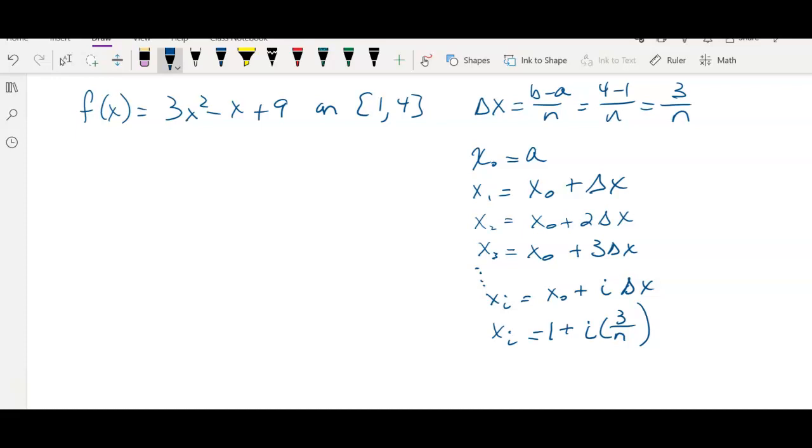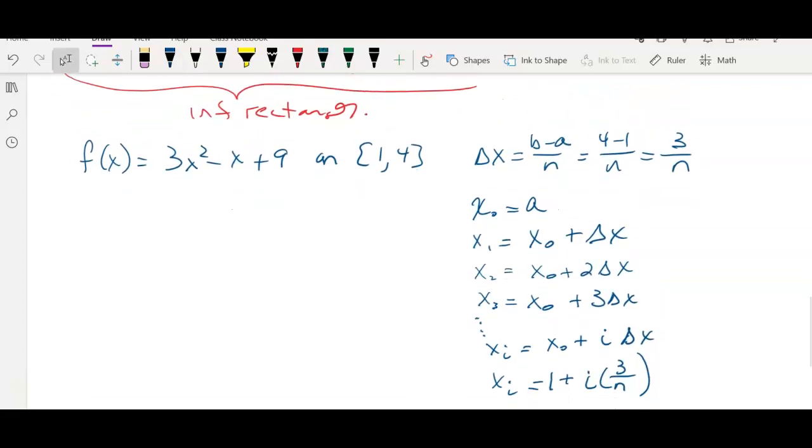All right, so far, all I'm asking you to do is just kind of follow the thought process today. That's it. Right now, just follow. Why do I need that? Well, for this formula we have here, don't I have to calculate f of x sub i? So if f of x is 3x squared minus x plus 9, what's f of x sub i equal to?